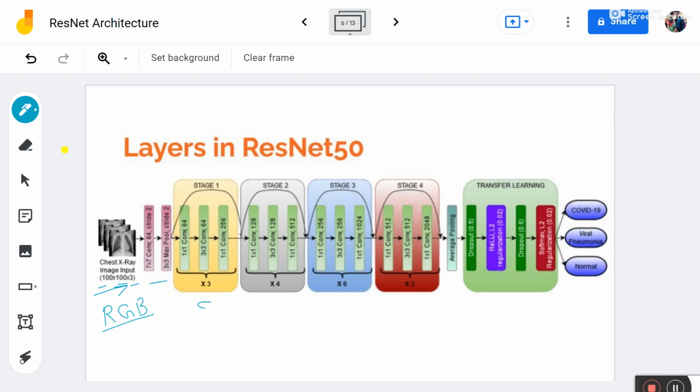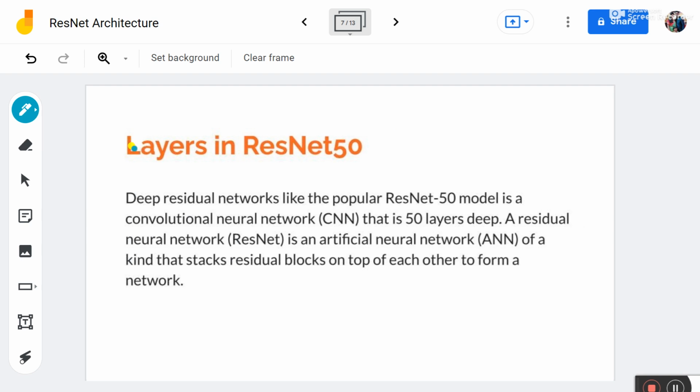And again, this is 9. This is 4 3 is 12, and 6 3 is 18. 3 3 is 9, and then one more layer here, and then one more layer here. So when we add up all these values, 1 plus 9 10, and then 22, then 40, and then 50. So adding up we would get 50, and this layer is going to predict COVID-19, viral pneumonia, and normal patients X-ray images. All right. So coming next, layers in ResNet 50.